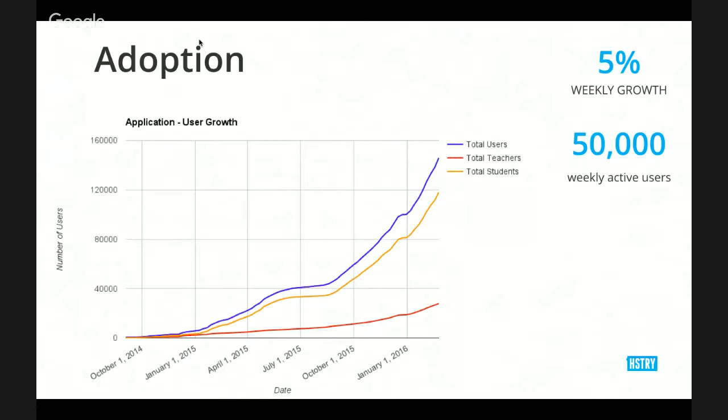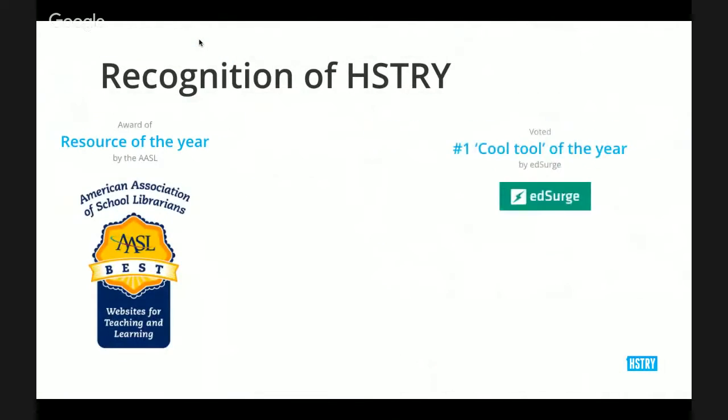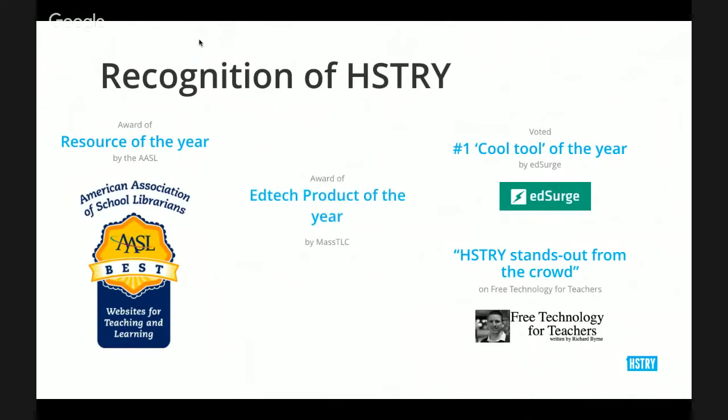So we're really happy with that collaboration because we are a Boston-based company. We've also won numerous awards which have helped a lot of our growth. So that's been through the American Association of School Librarians. EdSearch picked us as one of the core tools of the year, and Massachusetts Technology and Leadership Awards chose us as the EdTech Product of the Year.